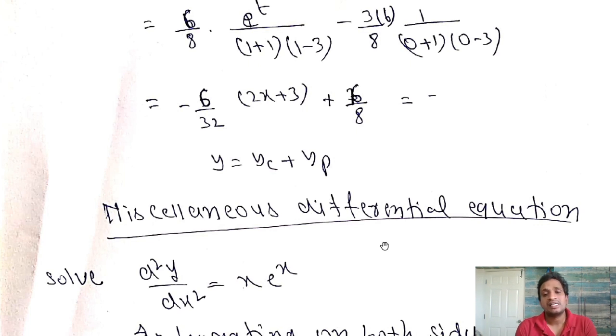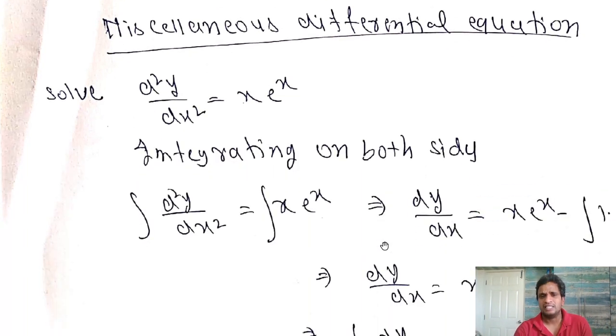Next, miscellaneous differential equations. That means it doesn't have any formula. Just suppose if we have a differential equation of order 2, we have to integrate twice to get the solution, either in terms of y or in terms of x. So solve d square y by dx square is equal to x into e power x.